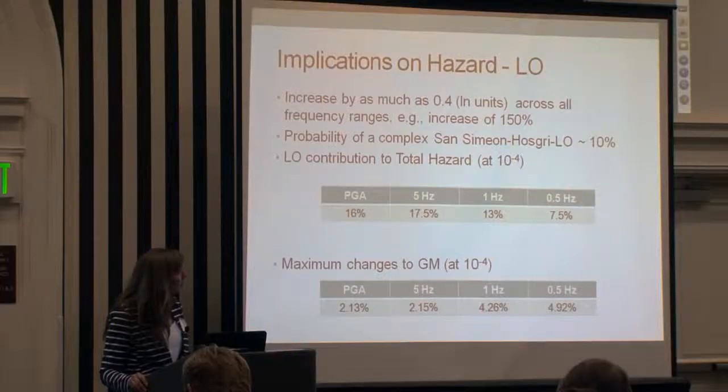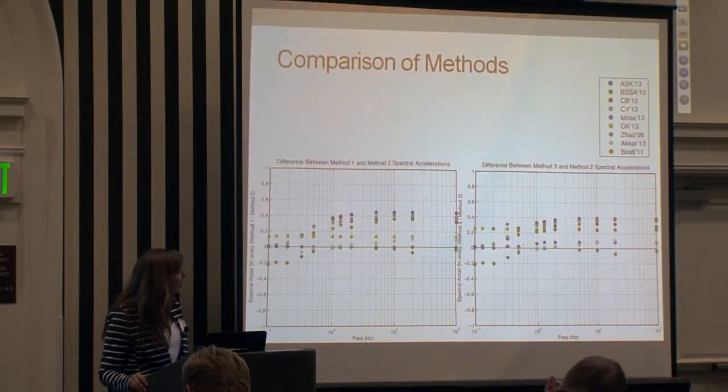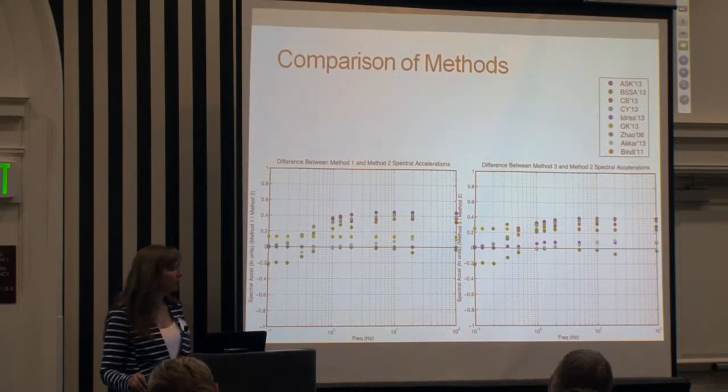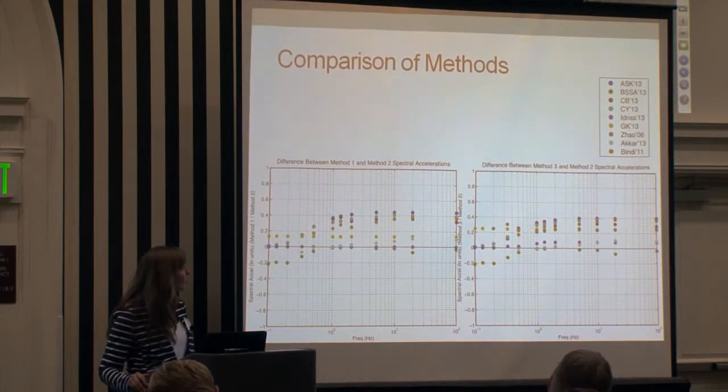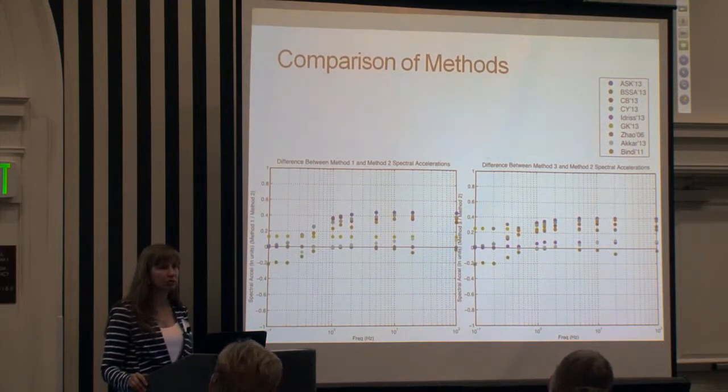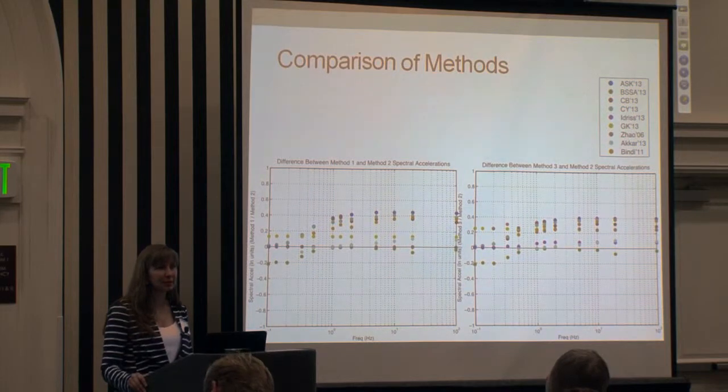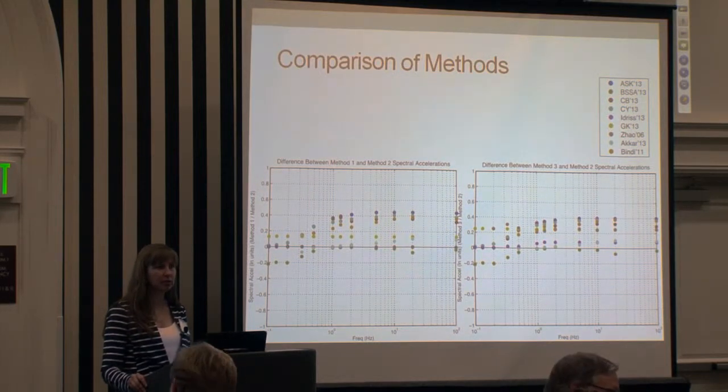And another thing to point out is that the 0.4 natural log units, that's on the high side. So really, when we were looking back at these graphs, 0.4 is on the high side. If you take maybe the median, it's about 0.2 over most of the frequency range. Are there any other questions?